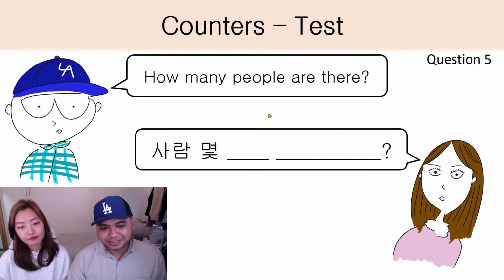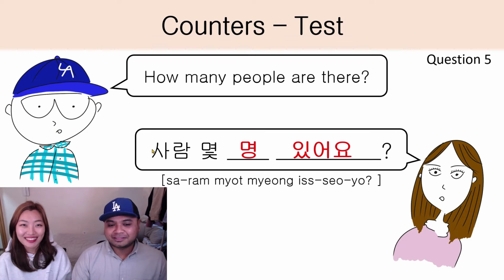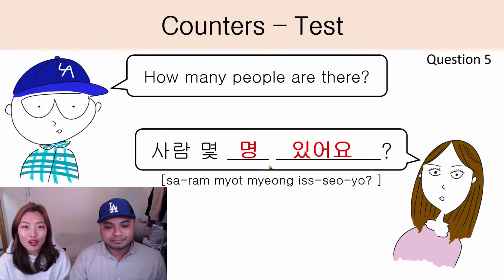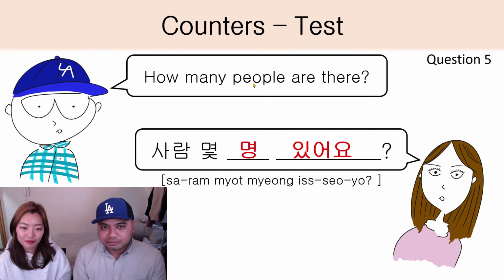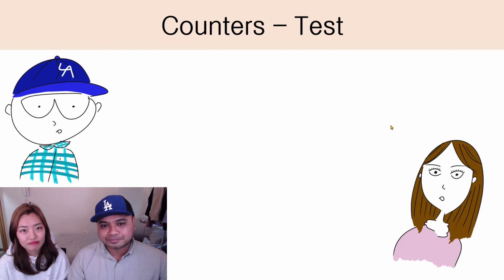And let's do this question. Now, how many people are there? The counter for people is 명. 사람 몇 명 있어요? So for people, you've got to use 명. Don't use 개, because we're not things, we're people. Next question.